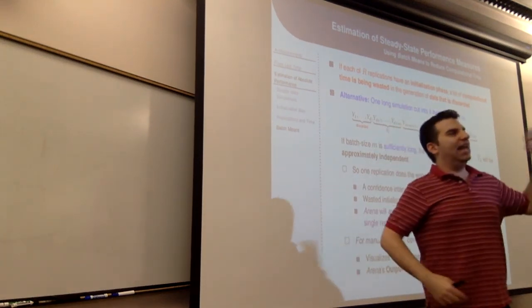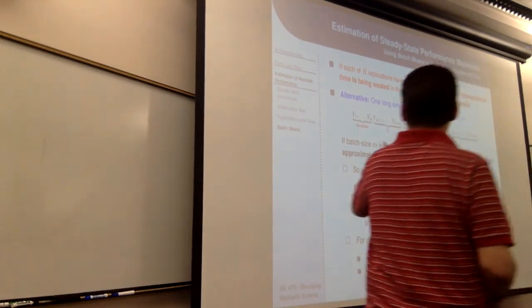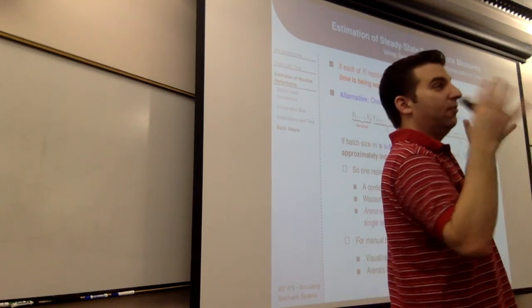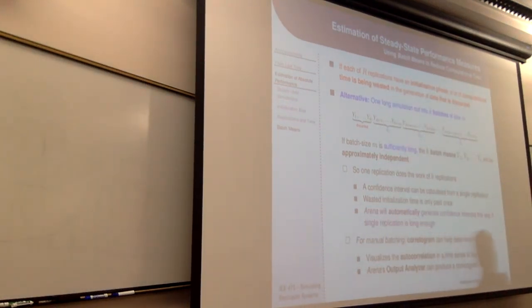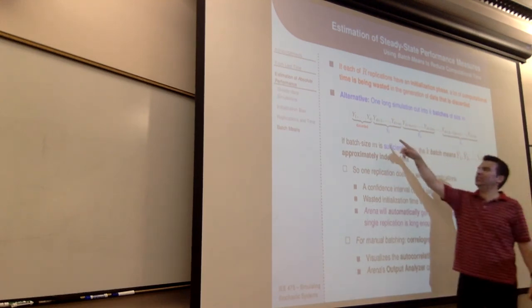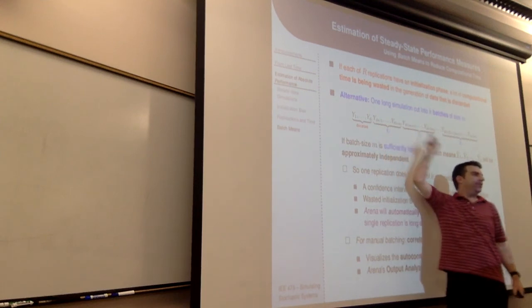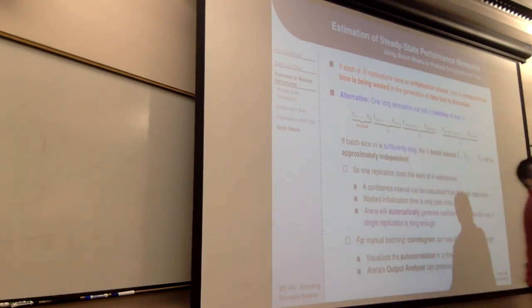And if you've ever noticed in Arena, if you look at the reports, it'll say mean, and next to it, it might say uncorrelated or something along those lines. Or it'll say correlated next to it under half width. But if you run it longer and longer, eventually it shows a half width there. What Arena is doing is, if you only run one replication, it tries to intelligently choose batch sizes for you and then generate variance estimates as if you had run multiple replications.